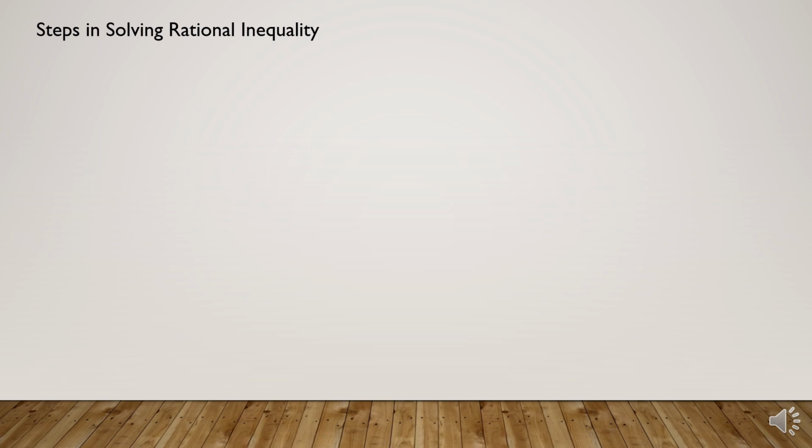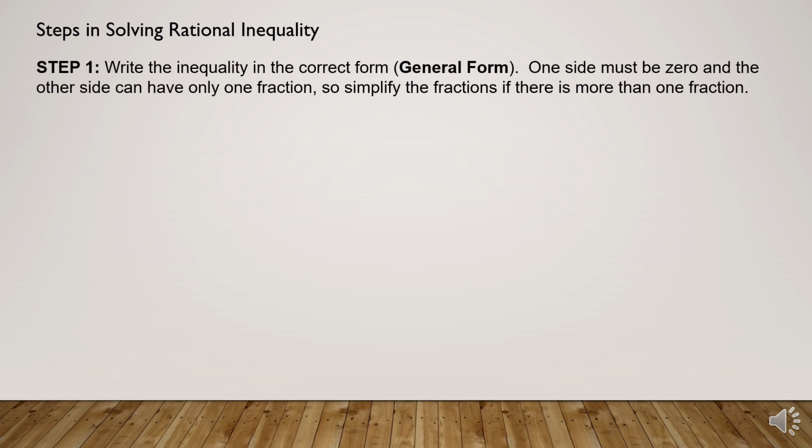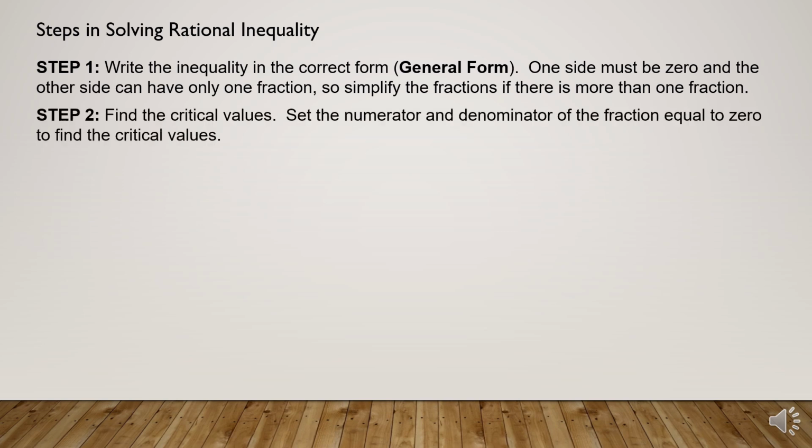Steps in solving rational inequality. Step 1. Write the inequality in the correct form or general form. One side must be 0 and the other side can have only one fraction. So simplify the fractions if there is more than one fraction. Step 2. Find the critical values. Set the numerator and denominator of the fraction equal to 0 to find the critical values.